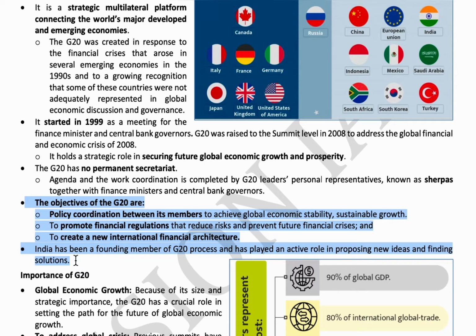So, one of the main objectives is to achieve economic stability and sustainable growth by policy coordination. The second is to promote financial regulations in order to reduce the risk and prevent future financial crises. And the third objective is to create a new international financial architecture. So all these objectives are related to finance.